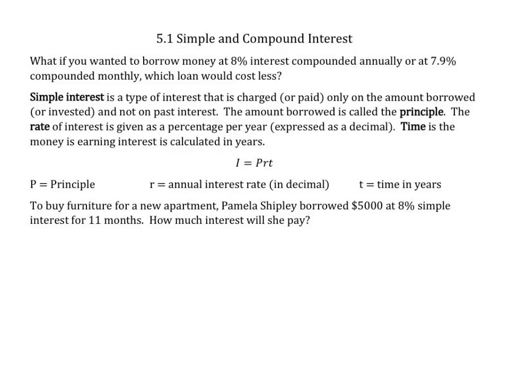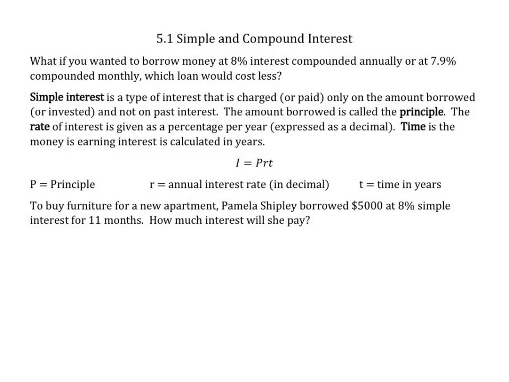Section 5.1, Simple and Compound Interest. What if you wanted to borrow money at 8% interest compounded annually or at 7.9% compounded monthly? Which loan would cost you less? Well, in order to get there, we have to first cover some simple interest and then move on to compound interest.